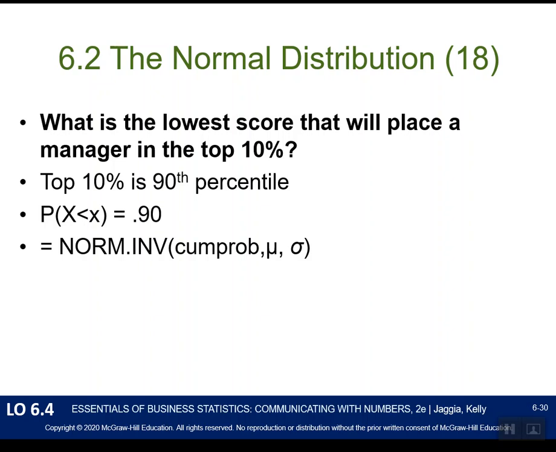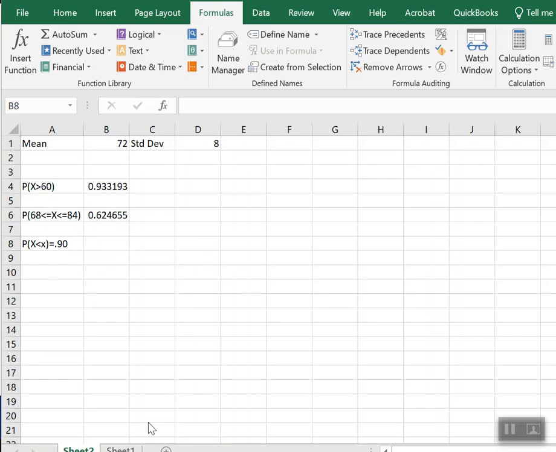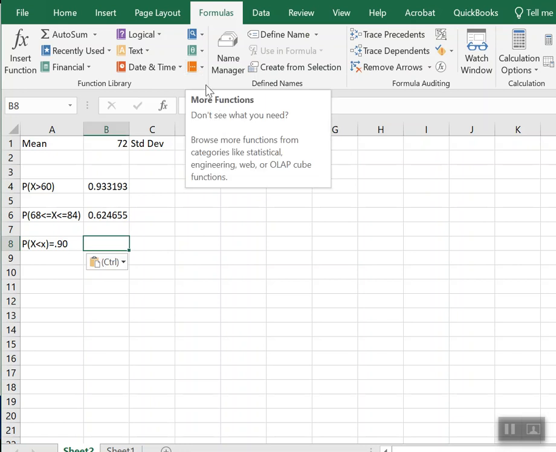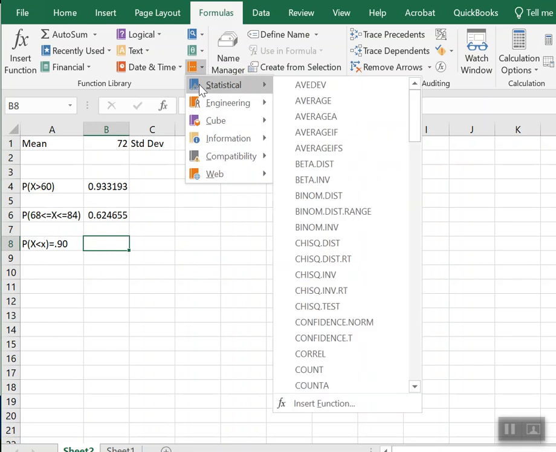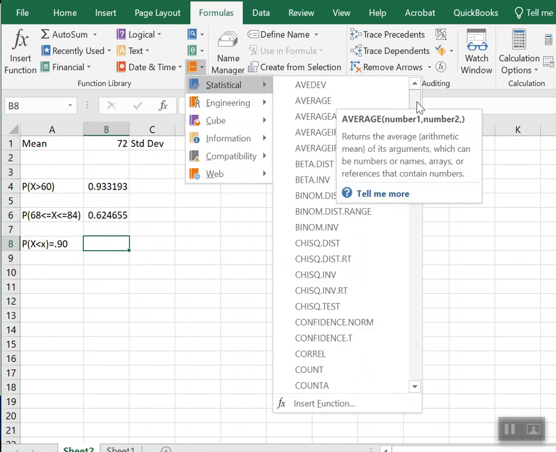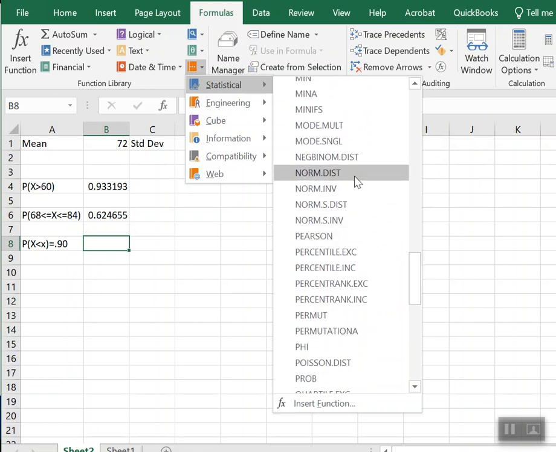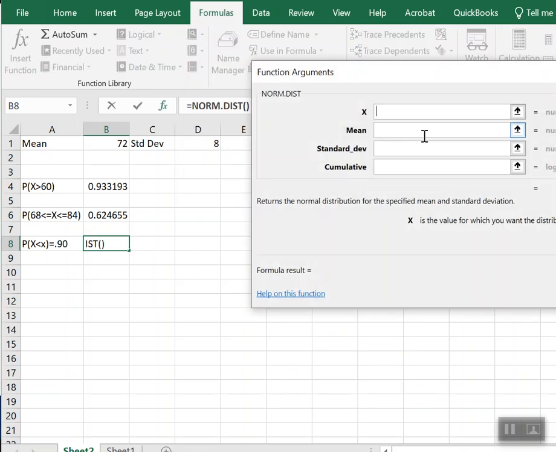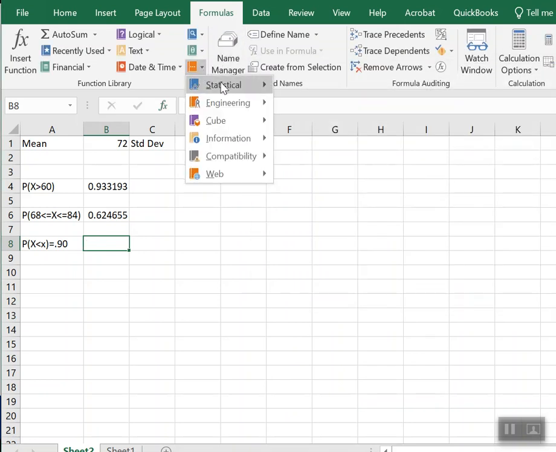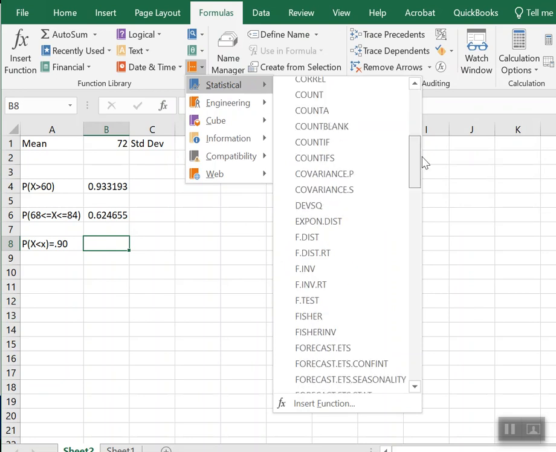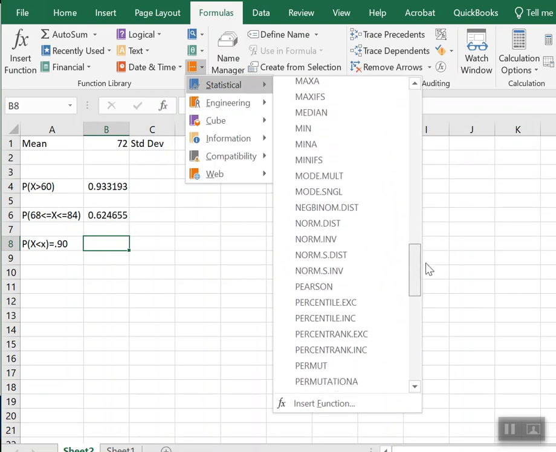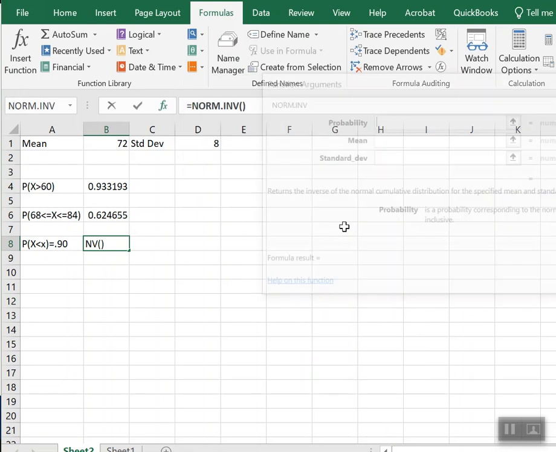So let's jump over to Excel and try this one now. All right, so here I'm going to go back into my formulas. You can do this, of course, any way you want to, but I want to go back into my statistical formulas. Scroll down here to my normal distribution. Oh, I clicked the wrong one. Pardon me. I want to scroll down to my normal distribution, but I want to make sure I'm calculating the inverse.